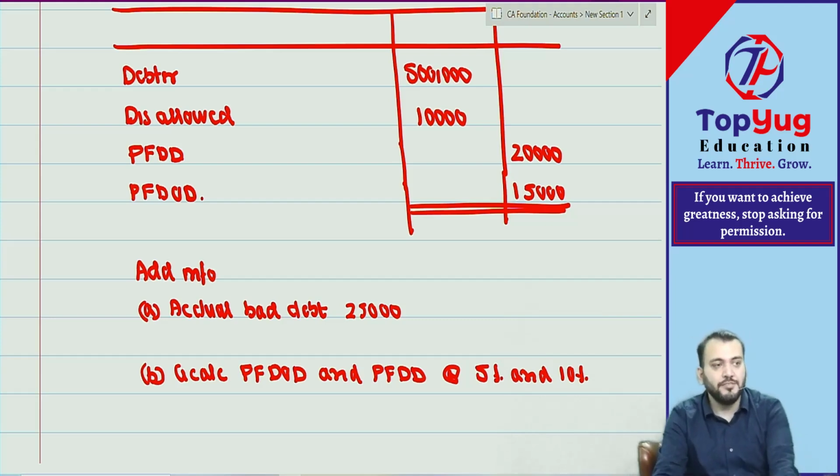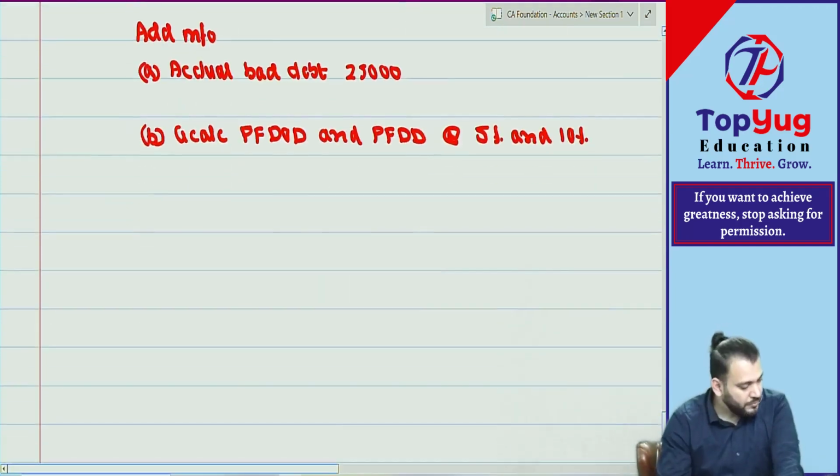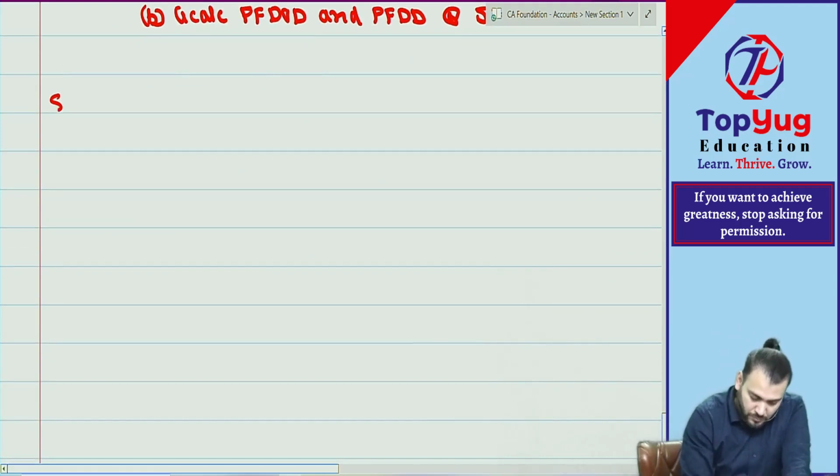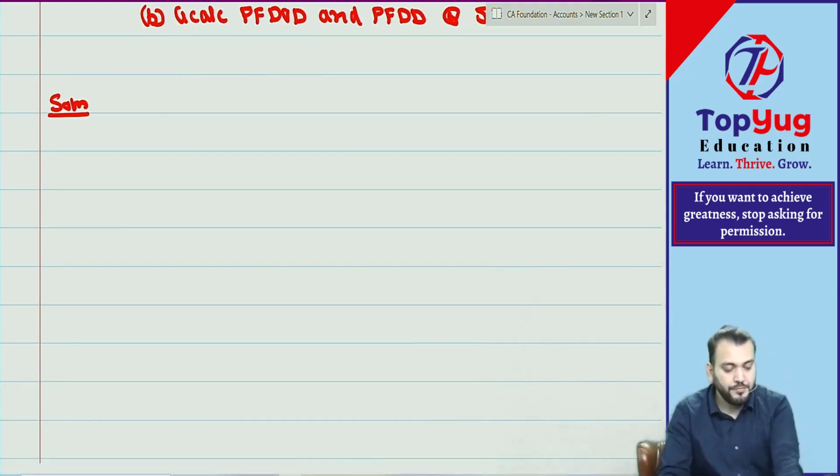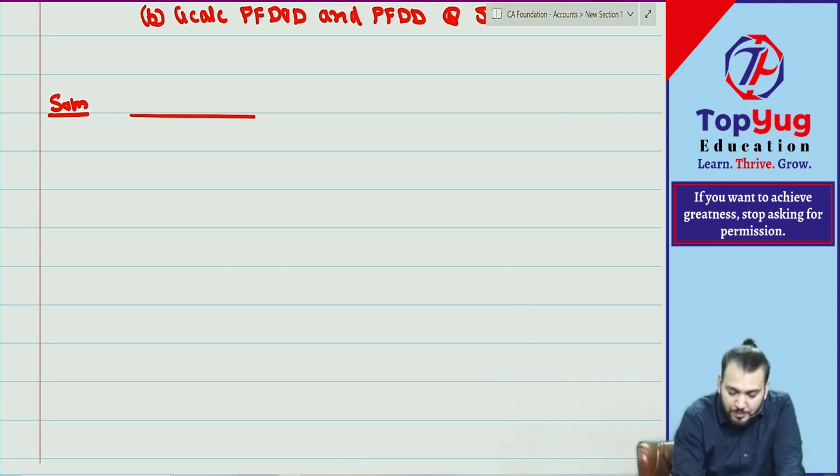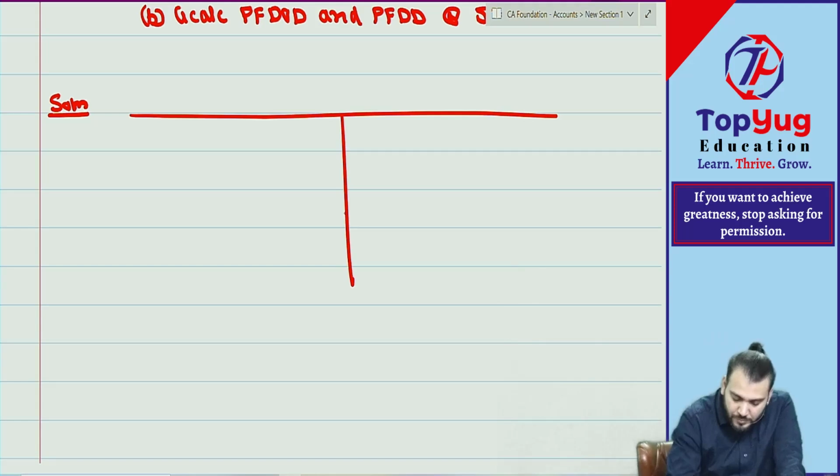Anyone done? Completed? Speak. Have you drawn PL? PL done. Tell me, what amount will come in PL? Provision for doubtful debt 40,000. Everyone getting this answer?